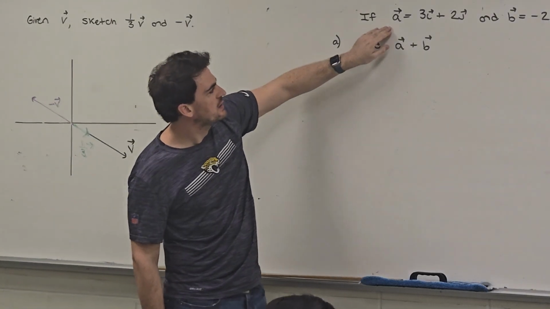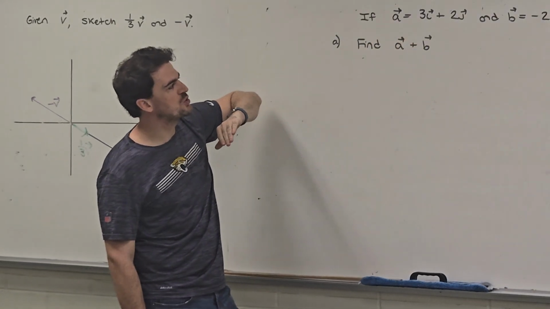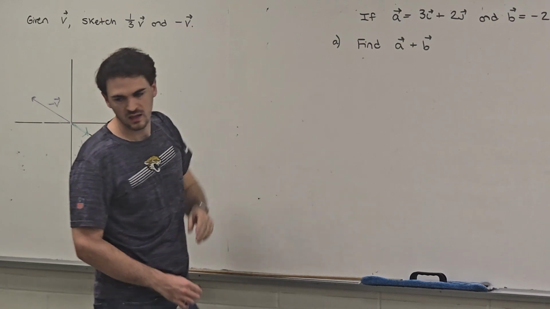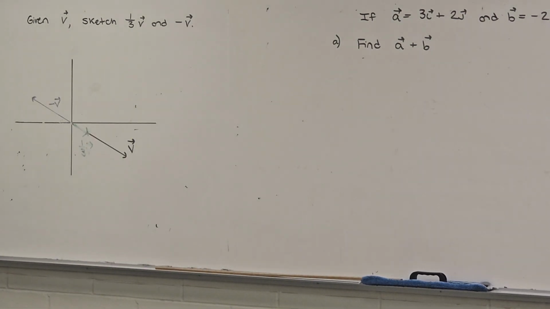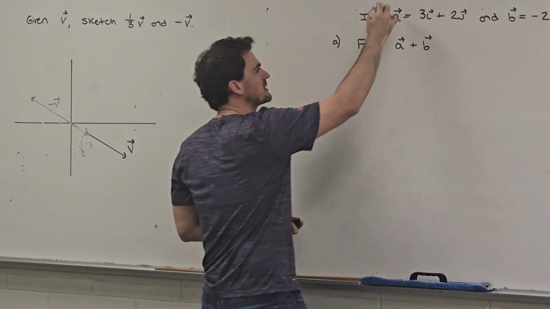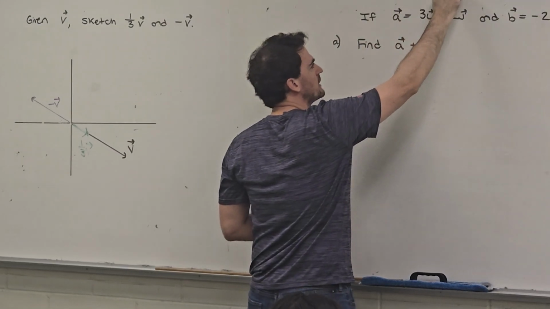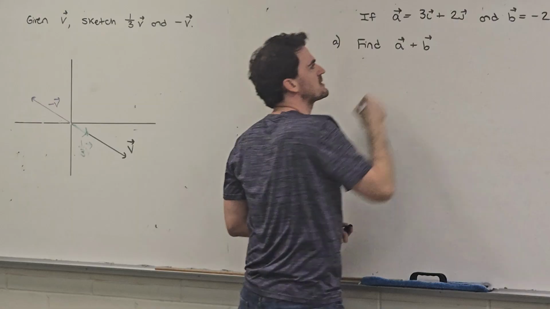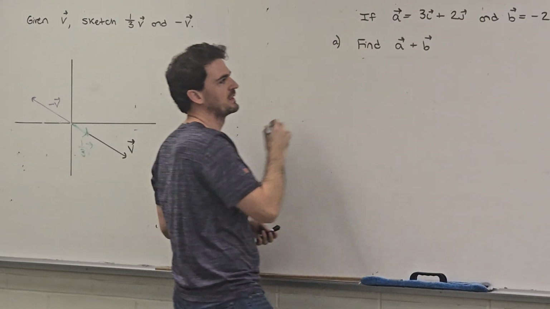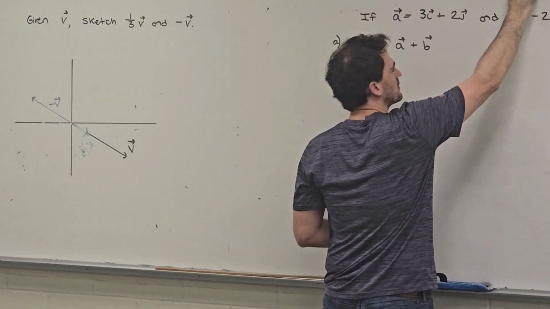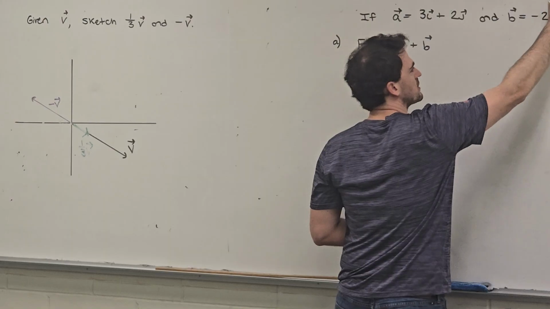If vector A is 3i plus 2j, and maybe we're not a fan of that form, maybe I don't like the i's and j's, I have no problem if you just say, oh, for my scratch work, I'm just going to call this the vector 3, 2. For B, I'm just going to call this the vector negative 2, 6.